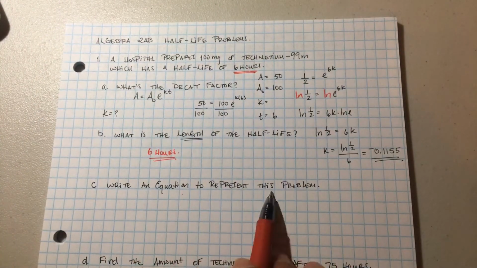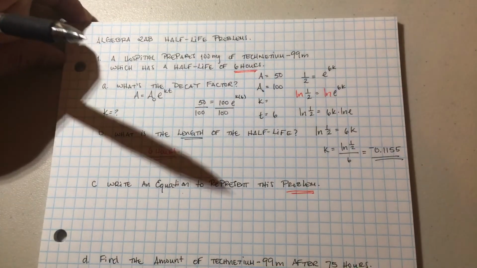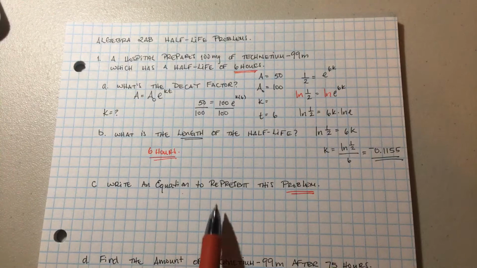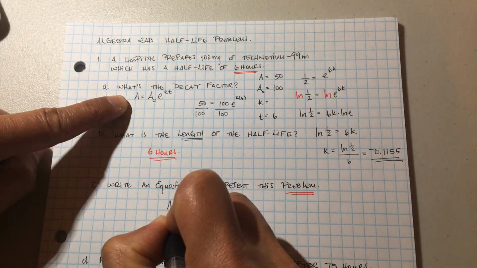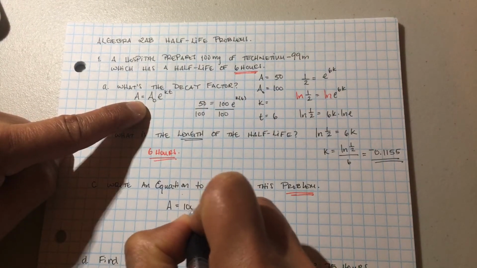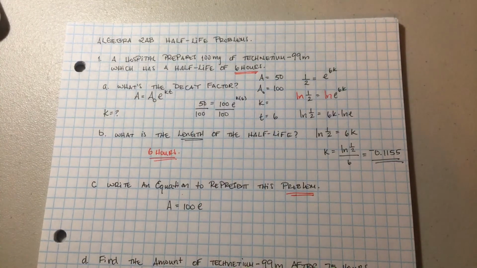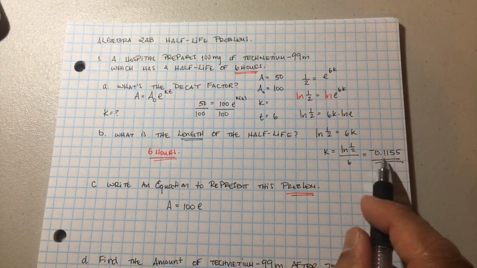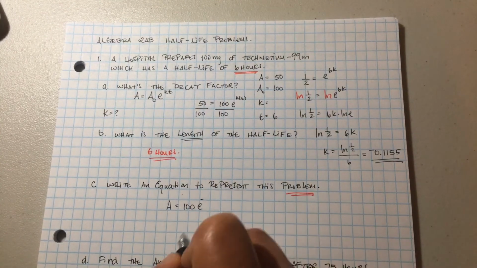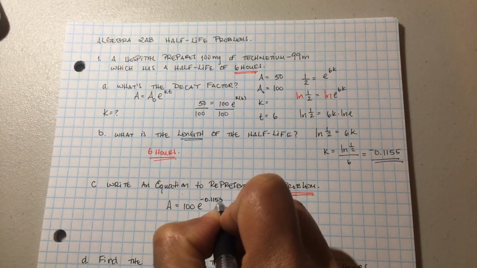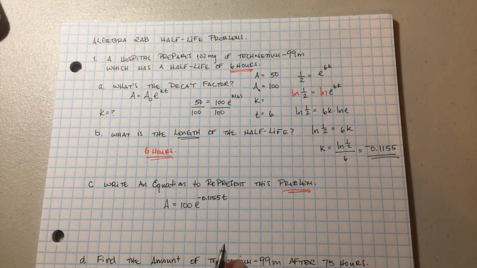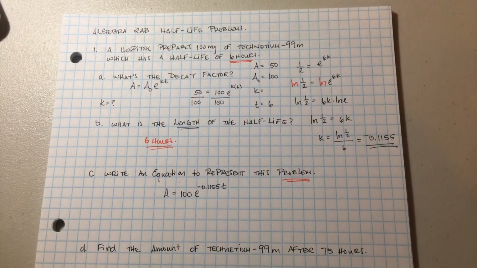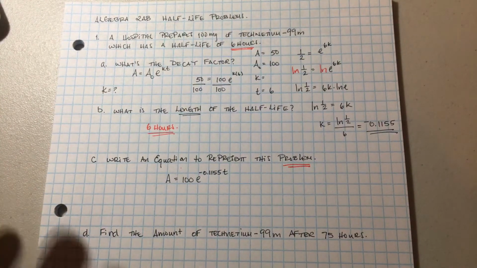Write an equation to represent this problem. Okay, so we want a model that will represent the generic rule for this situation. So remember, we start off with this guy right here. So we're going to write A sub naught is 100, e, because it's continuously decaying. Our k factor is this guy right here, negative 0.1155 to the power of t. Okay, that is the equation that'll help us solve any of these problems. All right, cool. That's part C.